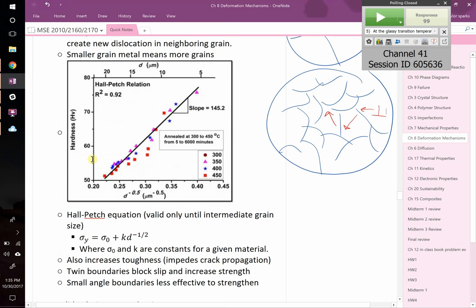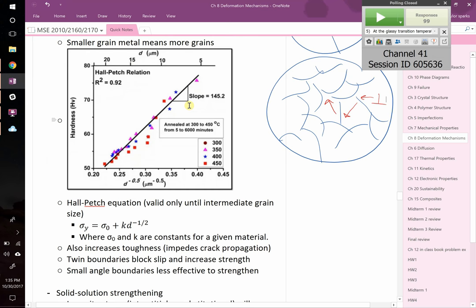Okay, so Hall-Petch is basically the equation that says your hardness or your yield strength is inversely proportional to your grain size. They have a weird axis here: small grains on the right, big grains on the left. So the smaller your grains, the higher your hardness, and the smaller your grains, the higher your yield strength. The Hall-Petch equation can be written as follows.